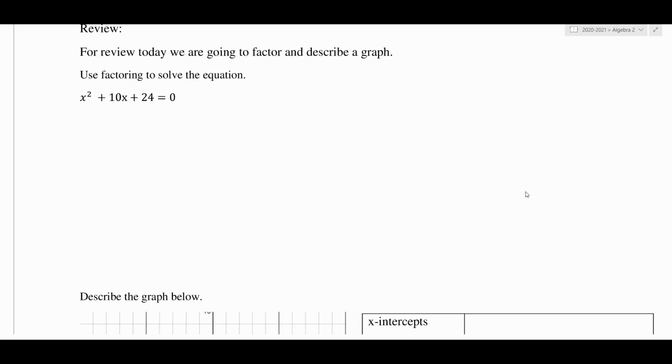Hello everyone, welcome back. Today we are going to continue our discussion of transformations of various different types of functions, and we're also going to review factoring and describing graphs. So we will start with factoring.